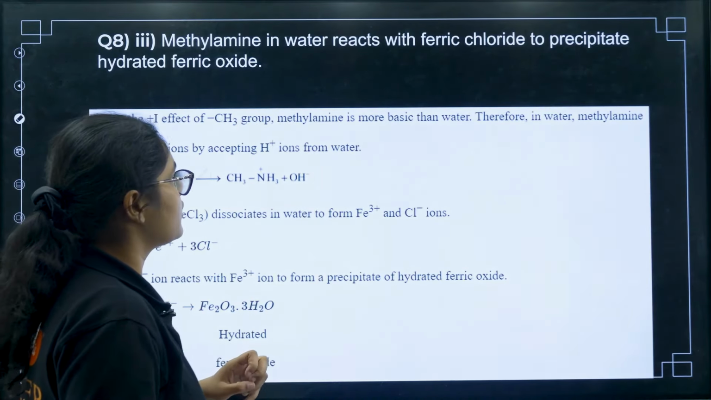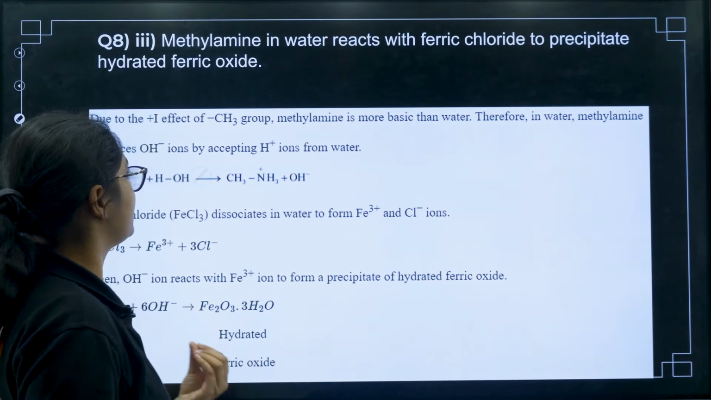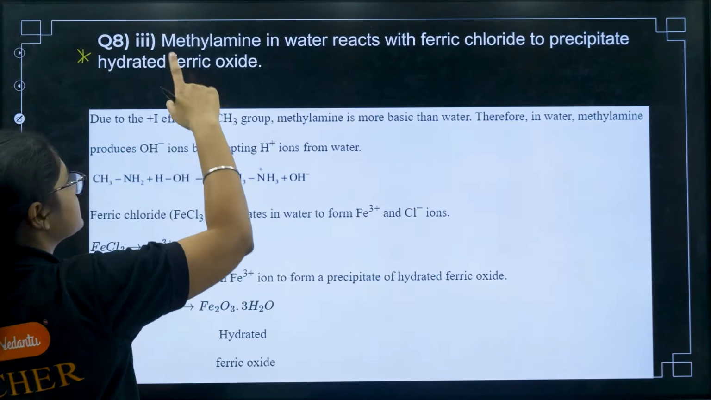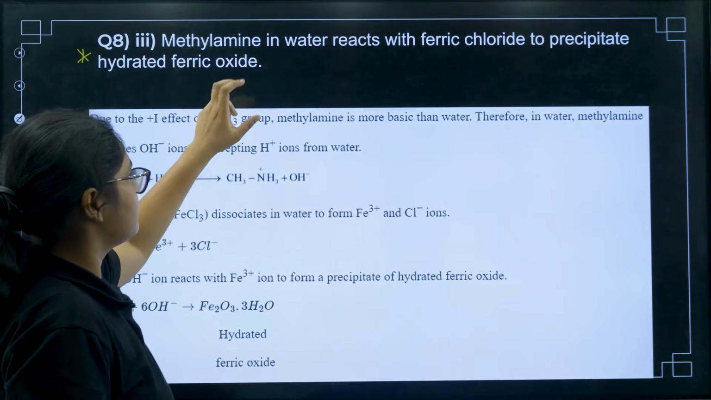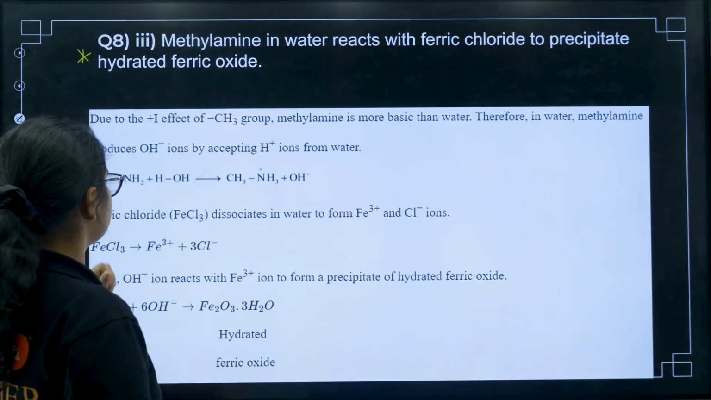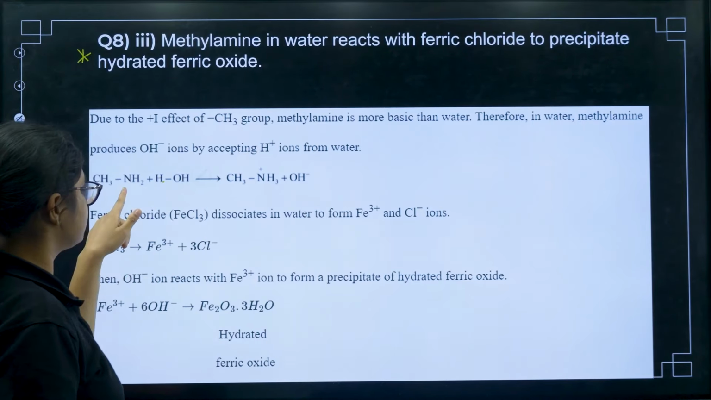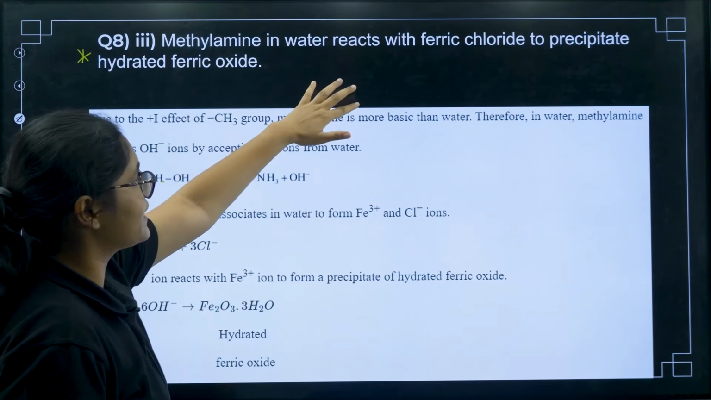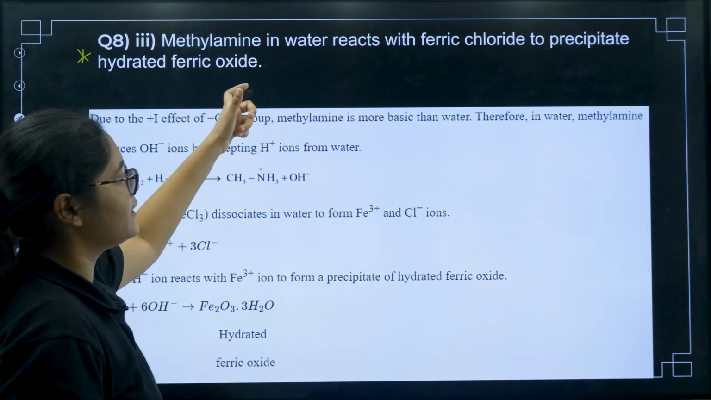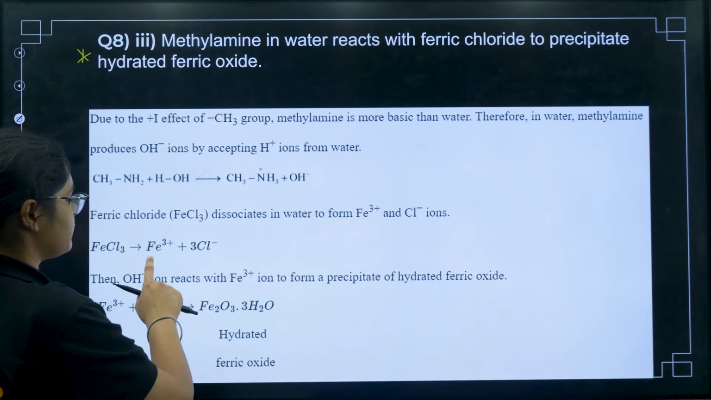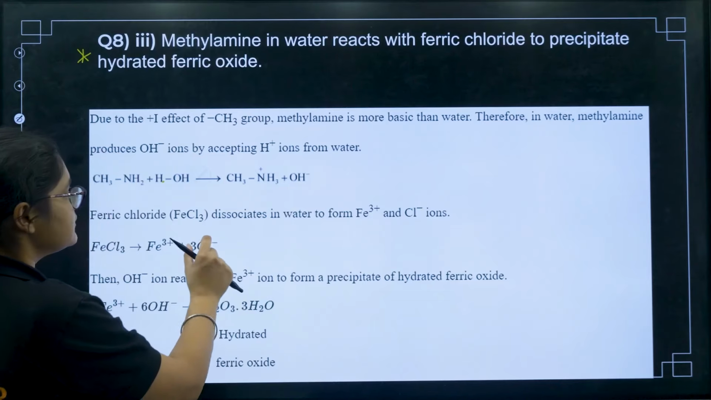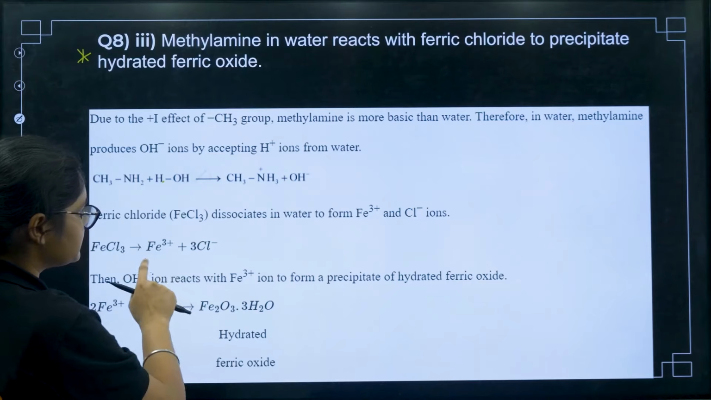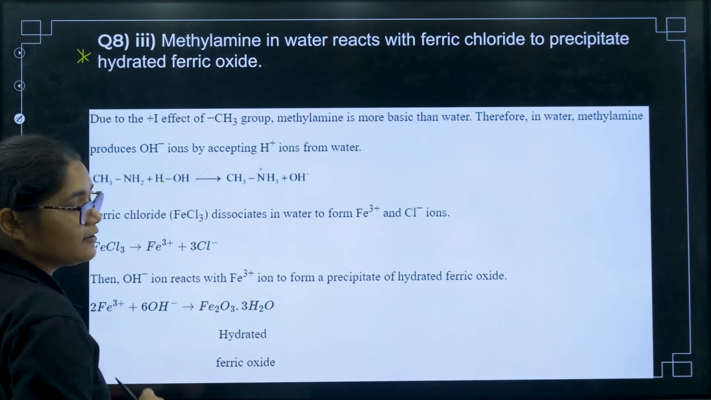Next, methylamine in water reacts with ferric chloride to precipitate hydrated ferric oxide. This is an important question, so please understand this one and practice it, it can be asked. Now when methylamine is taken in water, how does it behave? Methylamine with water will take H plus and you get free OH minus. In ferric chloride we have Fe3 plus and 3Cl minus. This OH minus produced due to methylamine reacts with Fe3 plus to give hydrated ferric oxide.